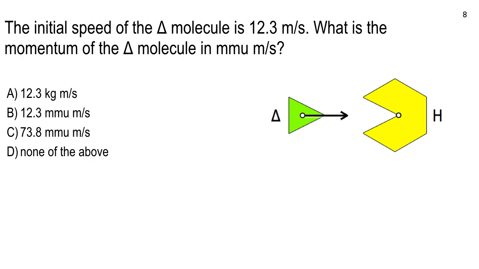First question. The initial speed is 12.3. What's the momentum of the delta molecule in this weird unit, MMU meters per second? So we're not using kilogram meters per second. We're using MMU meters per second. So go ahead and answer that. And hopefully you guys will get this part right on the money.